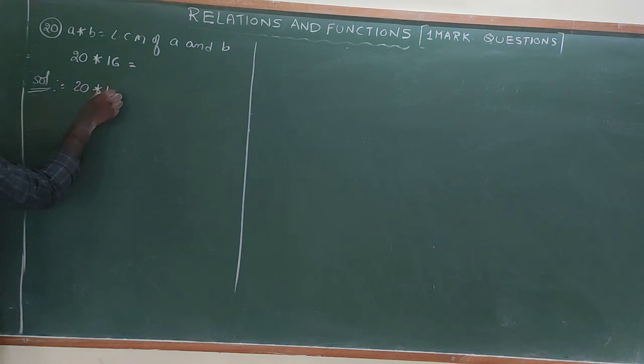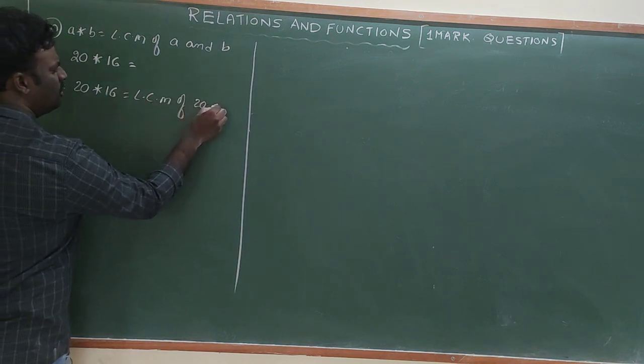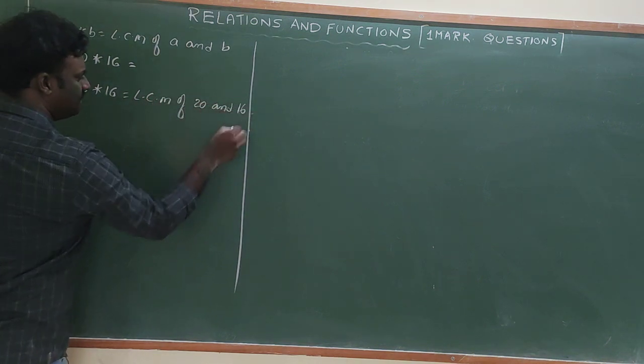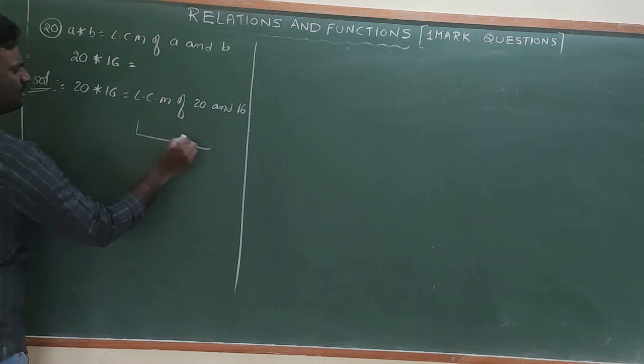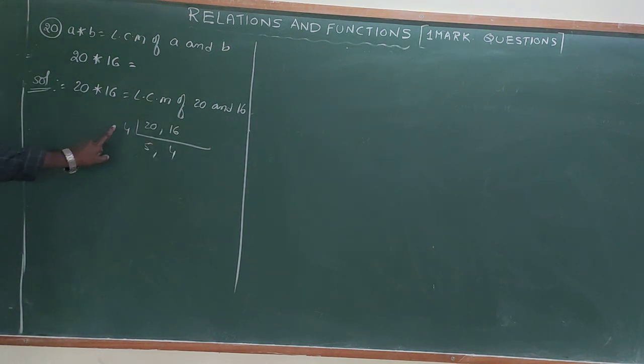20 star 16 can be written as LCM of 20 and 16. What is the LCM of 20 and 16? If you take the 4 table: 4 5s are 20, 4 4s are 16. Then 4 5s are 20, 4 4s are 80. Therefore, 20 star 16 is equal to 80. That is the answer for question number 20. Next we will discuss question number 21.